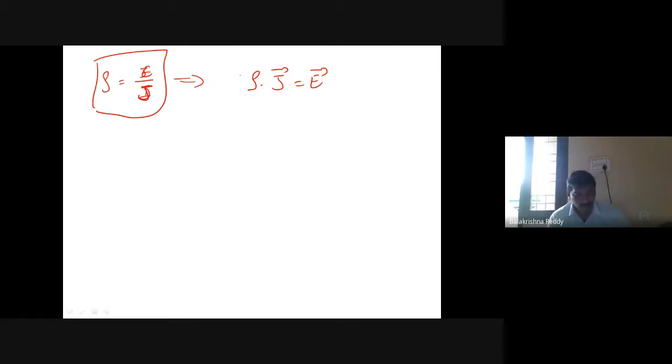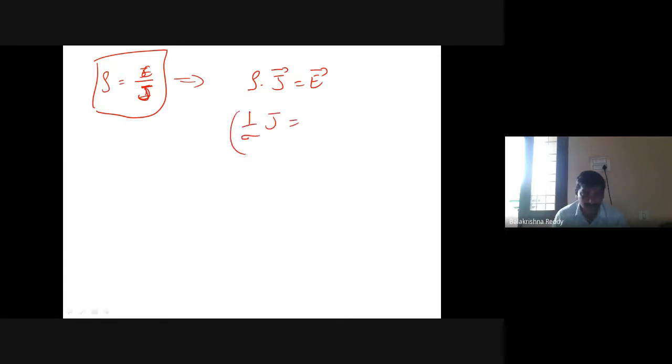Are you aware of Ohm's law? Yes, sir. We studied yesterday. Ohm's law also has a vector form. We can write it in such a way that J equal to sigma, that is 1 by rho. I can write like this.